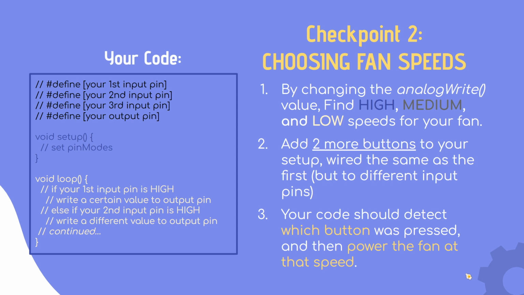And you're just going to be adding 2 more buttons so that when one button is pressed, it's the high speed, another button is pressed, it's the medium speed, the other button pressed, that's the low speed. Your code should be able to detect which button was pressed and then power the fan at that speed. And there's another little snippet of sample code. So these are the 2 main checkpoints for this project.